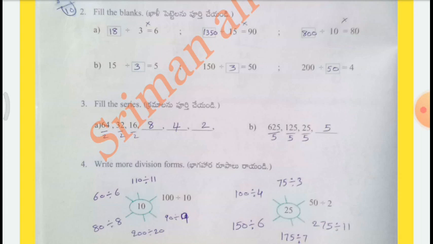Write more division forms. 10 can be written as 100 divided by 10, 90 divided by 9, 200 divided by 20, 80 divided by 8, 60 divided by 6, 110 divided by 11. 25 can be written as 50 divided by 2, 275 divided by 11, 175 divided by 7, 150 divided by 6, 100 divided by 4, 75 divided by 3.